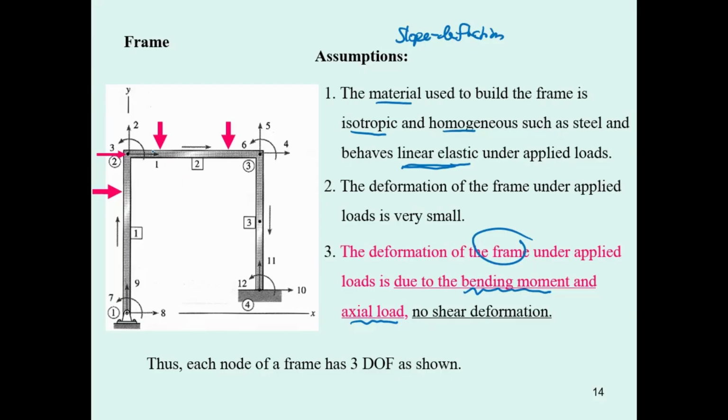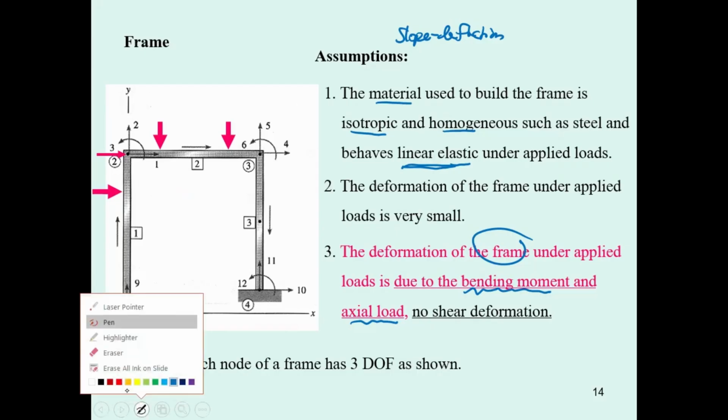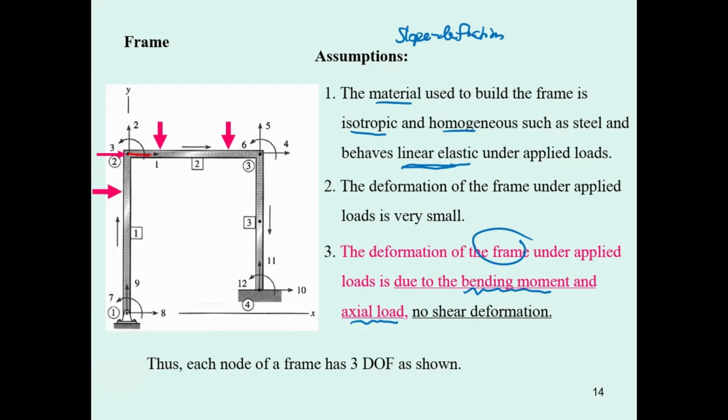Now, the frame is going to have 3 degrees of freedom. That's going to be the degree of freedom in the x direction, in the y direction, and the rotation. That's the rotation of the slope, and the linear displacement in the x direction, the linear displacement in the y direction, and then you're also going to have the slope.